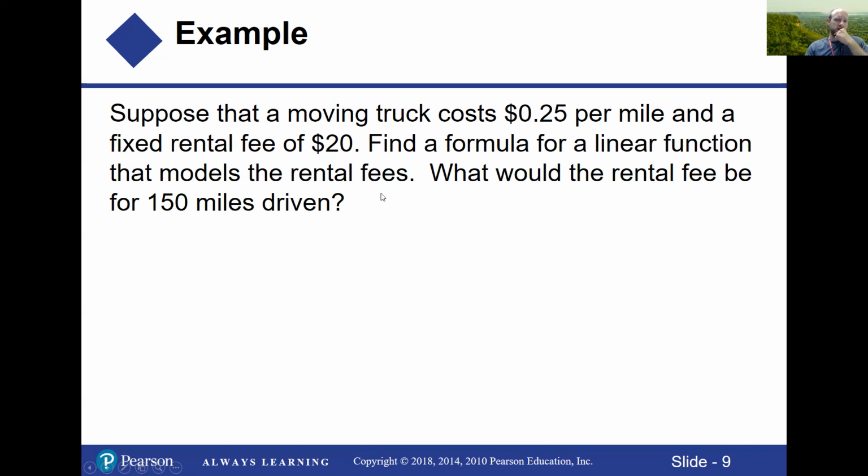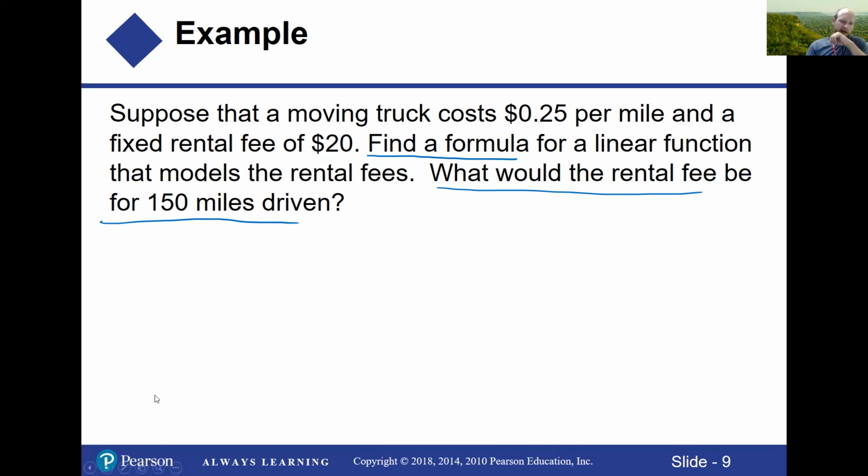So there's a couple of different questions here. We need to find a formula for the linear function that models rental fees, and then we would need to answer what the rental fee would be for 150 miles driven. So two different things we have to know.